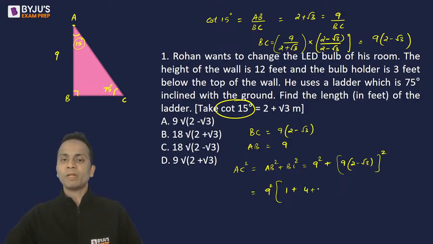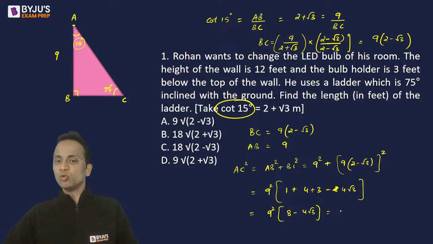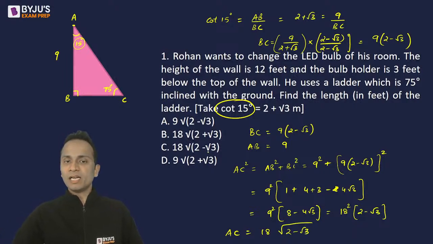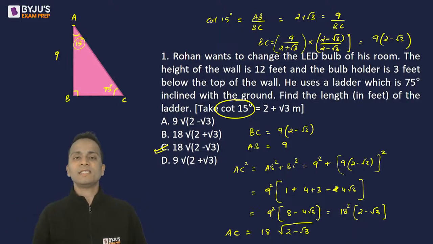So it will be 4 plus 3 minus 4 root 3. Okay, and that is 9 square bracket 8 minus 4 root 3. Now take 4 common. So 4 will come outside. So 4 is 2 square. So it will become 18 square bracket 2 minus root 3. Now this is the value of AC square. So the value of AC will be the square root of this number, that is 18 under root of 2 minus root 3. Option C is the correct answer of this question.